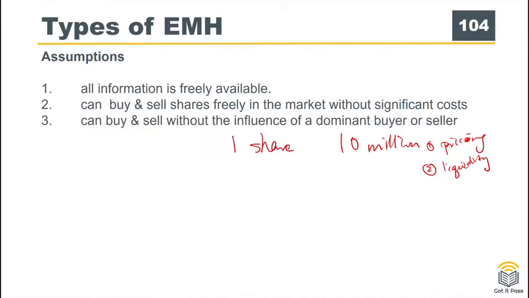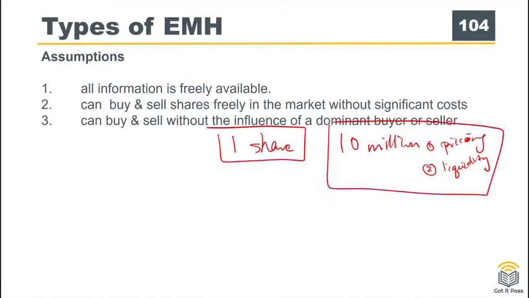And the third assumption is that any investor, no matter whether an individual investor or an institutional investor, can buy and sell without the influence of a dominant buyer or seller. It means no matter whether you buy or sell one share or even 10 million shares, you are not dominant and do not influence the market in terms of pricing or liquidity. So no one in the market has the power to influence the market.